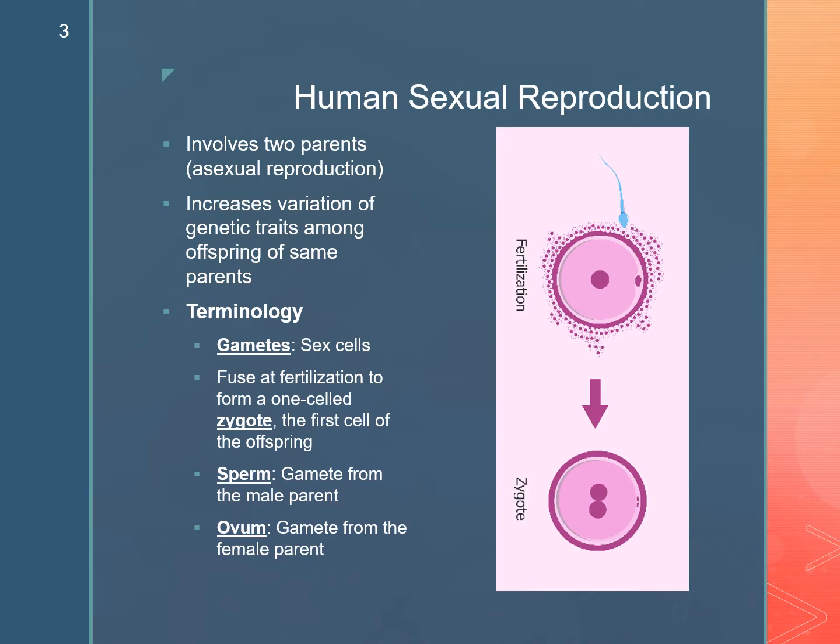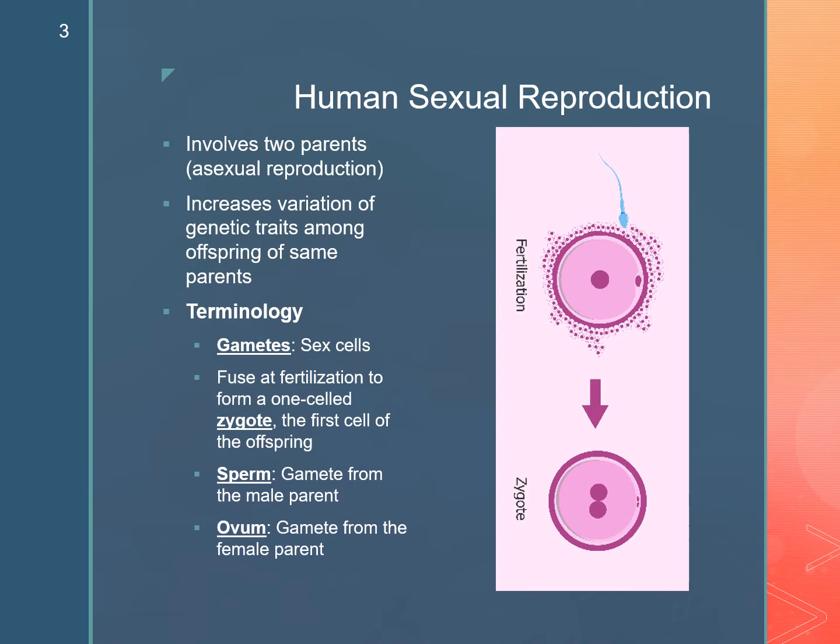Now, some terminology that we need to familiarize ourselves with first before we continue on. The first one is gamete. And a gamete refers to a sex cell. It's a generic term that refers to either the male sex cell, which is the sperm, or the female sex cell, which is the ovum. Now, when the male sperm and the female ovum fuse during fertilization, this creates a one-celled zygote.